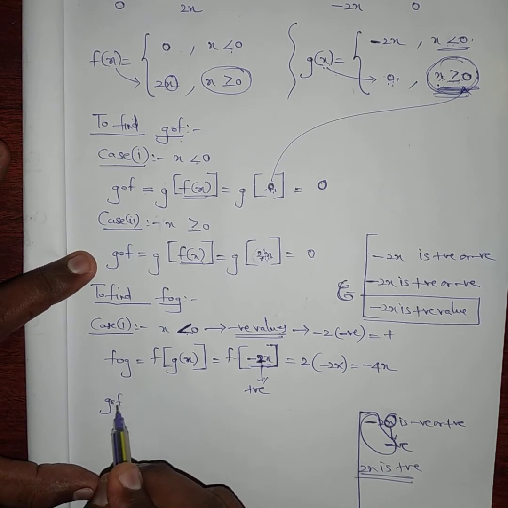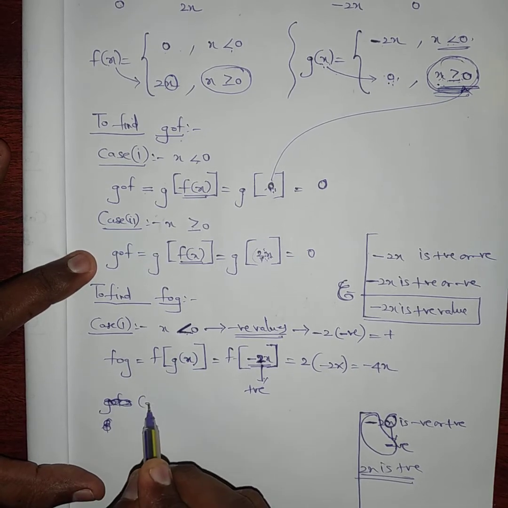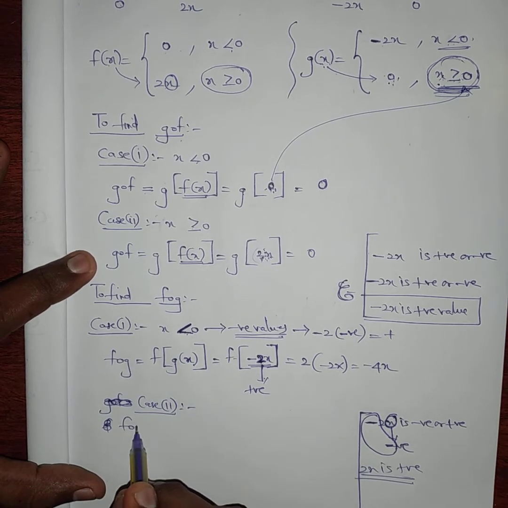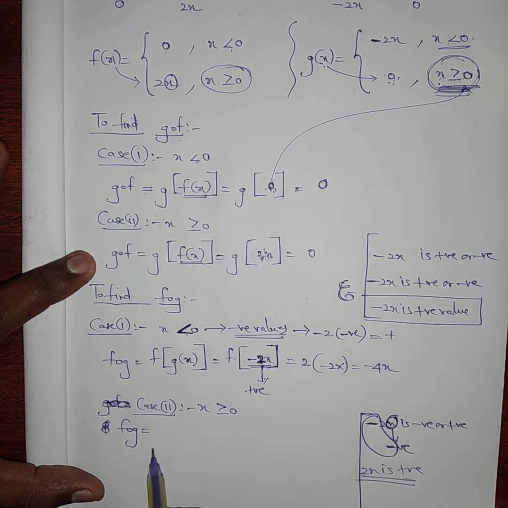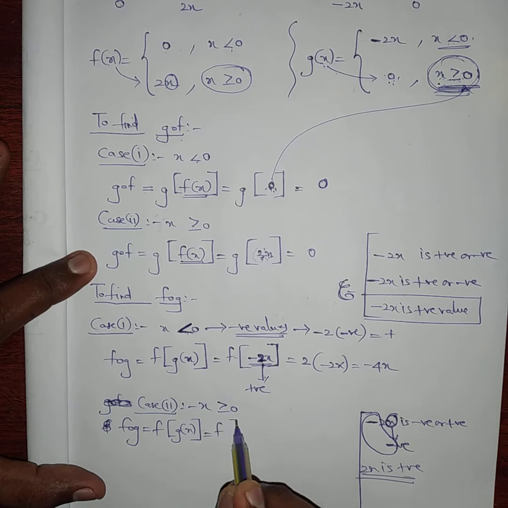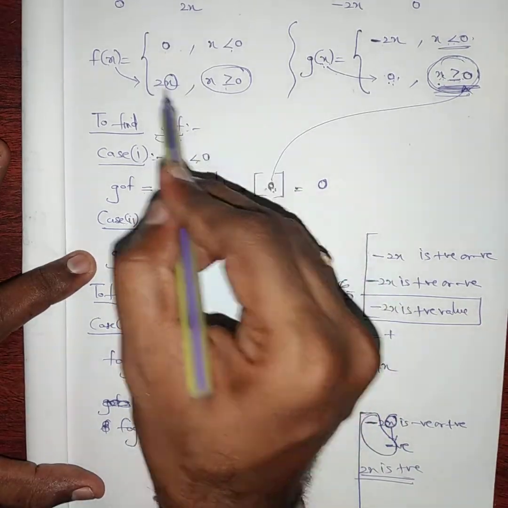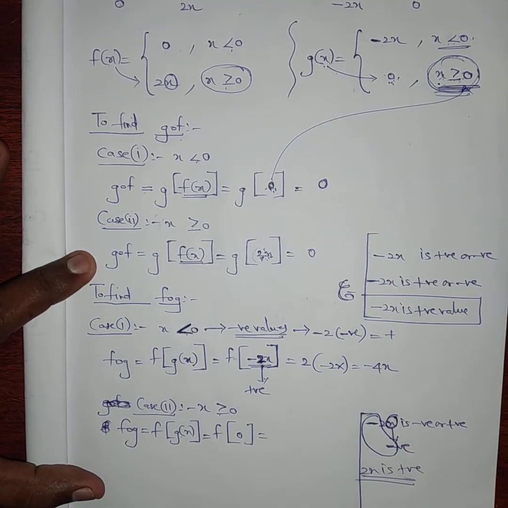Next, g composite f. Sorry, f composite g, case 2. What is case 2? Case 2 is nothing but f composite g, the same, but x is greater than or equal to 0. f of g of x. f, open the bracket, g of x. When x is greater than or equal to 0, what is g of x? g of x is nothing but 0.